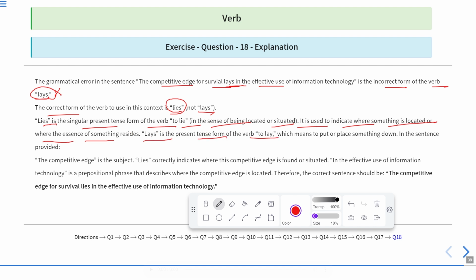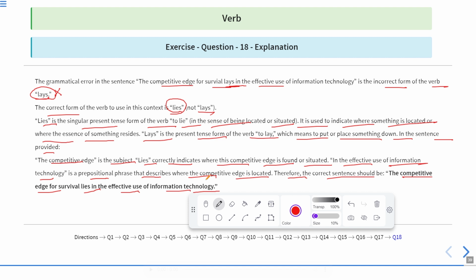Lays is the present tense of the verb to lay, which means to put or place something down. In the sentence provided, the competitive edge is the subject. Lies correctly indicates where this competitive edge is found or situated. And "in the effective use of information technology" is a prepositional phrase that describes where the competitive edge is located. Therefore, the correct sentence should be, "The competitive edge for survival lies in the effective use of information technology." Okay, so this is the correct explanation of this question.